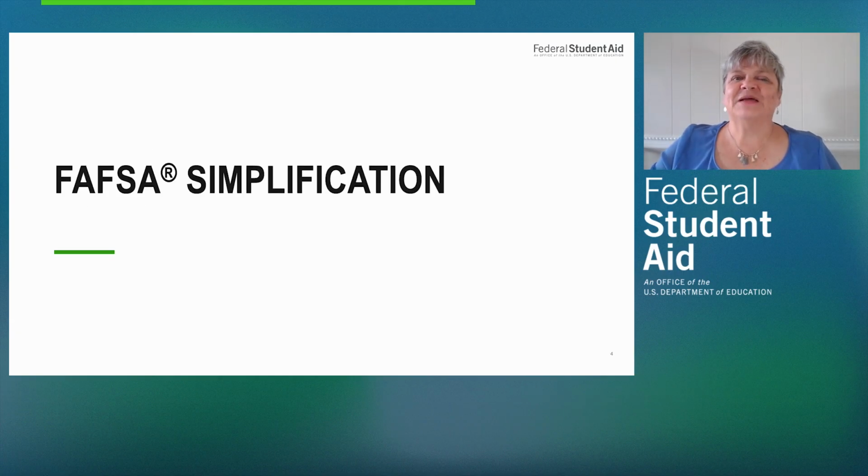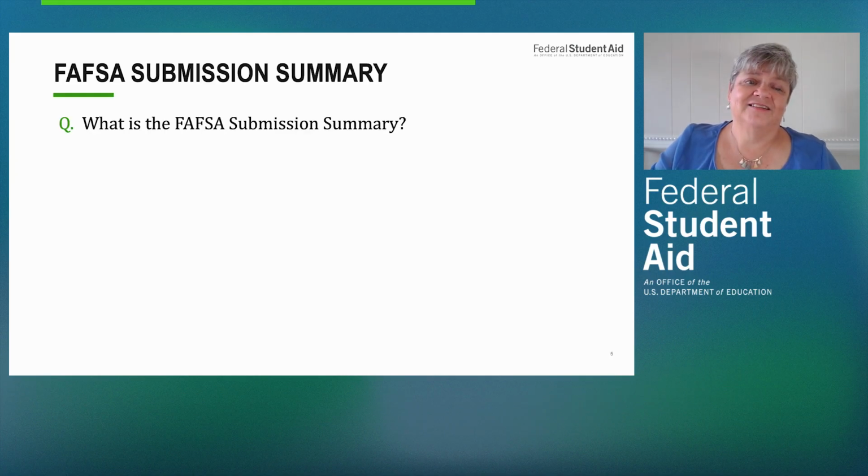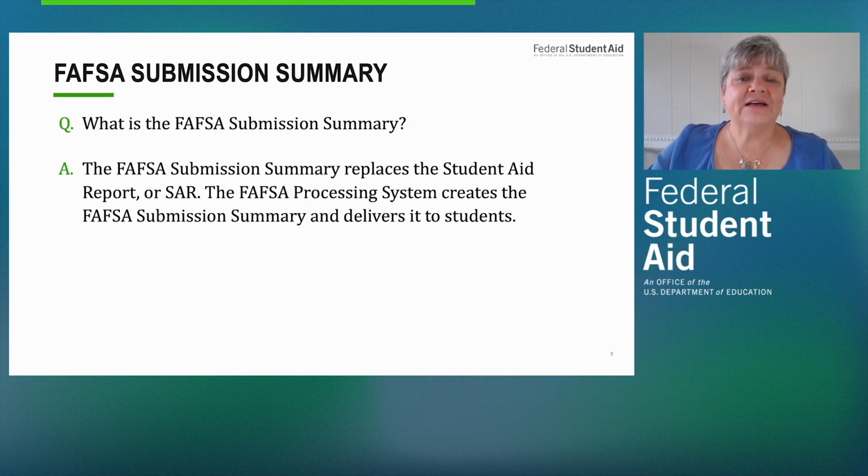We begin with information on 10 questions related to FAFSA simplification. You may know some answers already, but it is always helpful to reinforce your understanding. Our first question is, what is the FAFSA submission summary? The FAFSA submission summary replaced the Student Aid Report, or SAR, whereas the FAFSA processing system creates the FAFSA submission summary and delivers it to students.